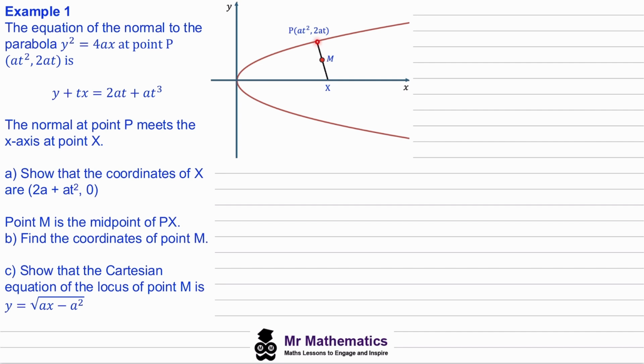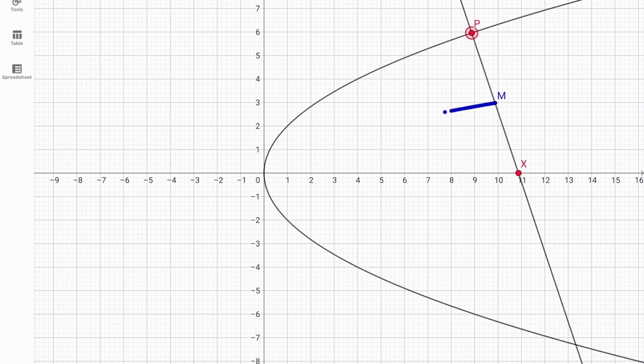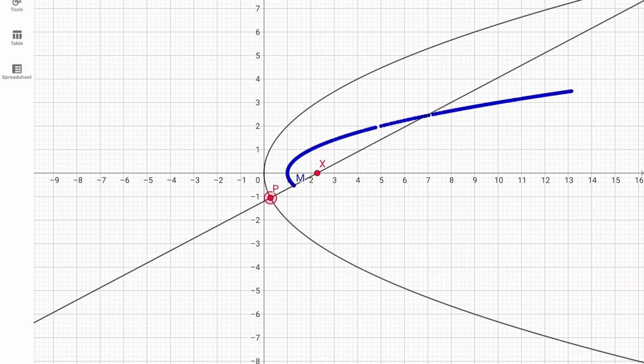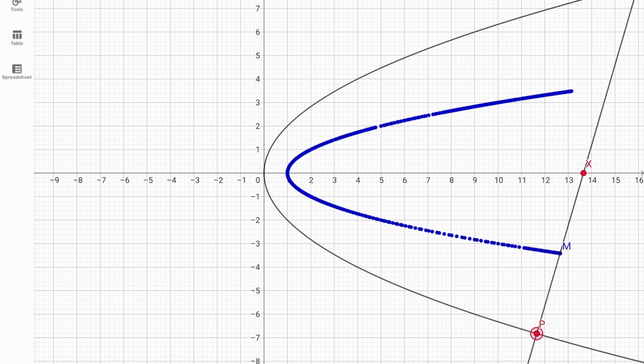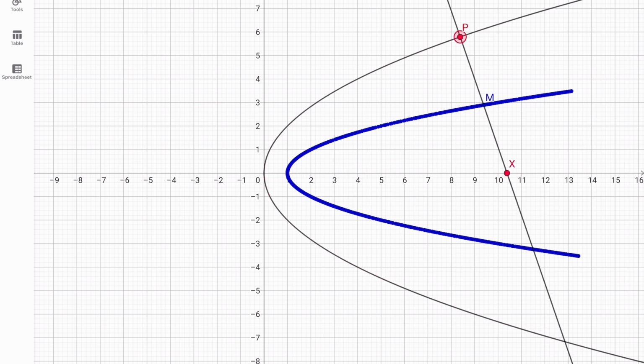So in this video, we're going to look at the locus of a point. As we move point P along the parabola, we'll be looking at the locus of point M, and we'll be finding the Cartesian equation for the path which this takes. I can illustrate what I mean using GeoGebra. If we move point P along the parabola, we're looking to find the Cartesian equation of this blue curve. This will be the equation of the locus of point M.